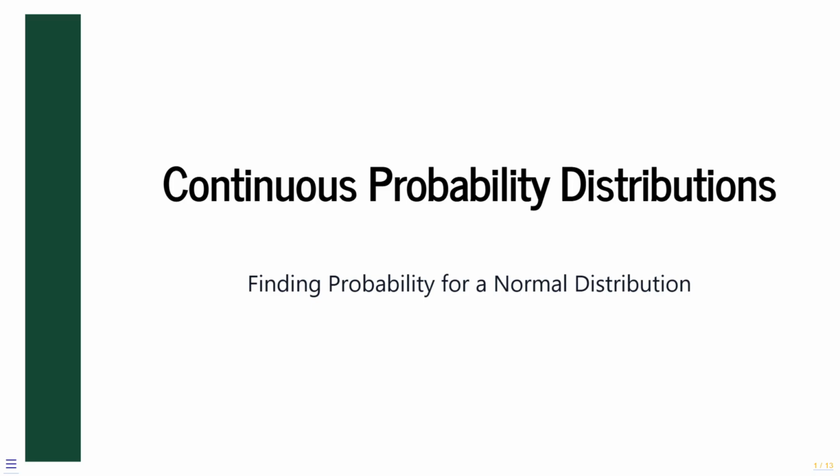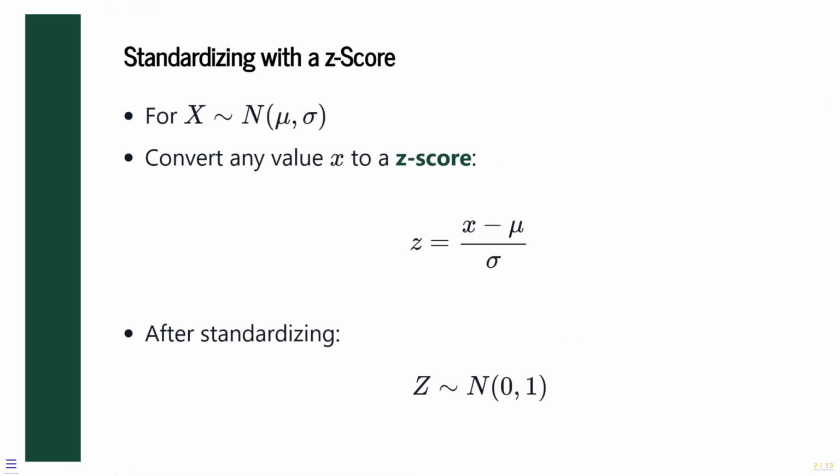In this video, we begin our discussion of how to find probabilities for a normal distribution. Once we determine that a variable follows a normal model, we typically compute probabilities by converting the original variable into a standardized form called a z-score. The key idea is that there are infinitely many normal distributions, each with its own mean and standard deviation. But there is only one standard normal distribution. By transforming our variable appropriately, we can use standard normal tables or software to find probabilities efficiently and consistently.